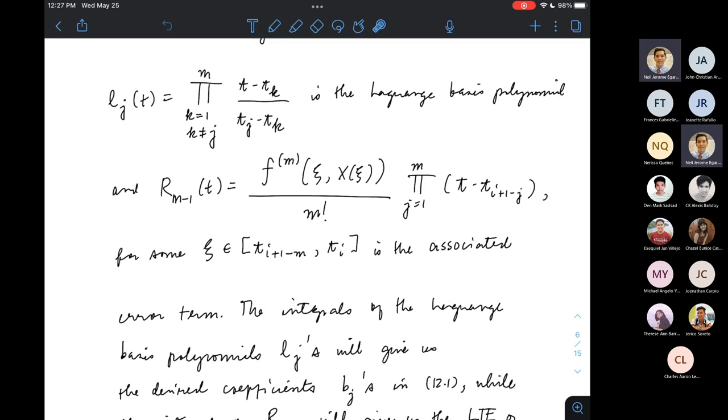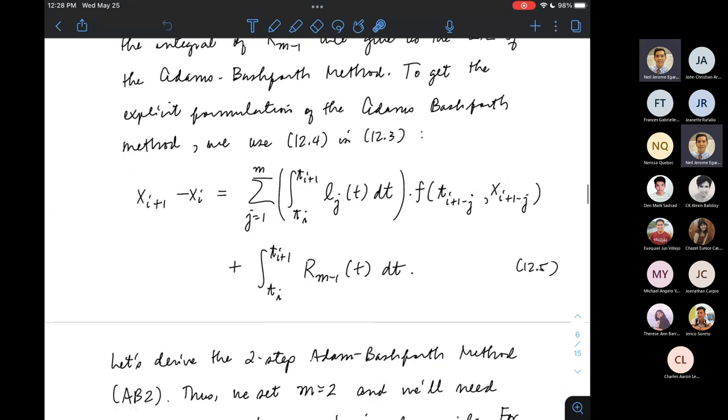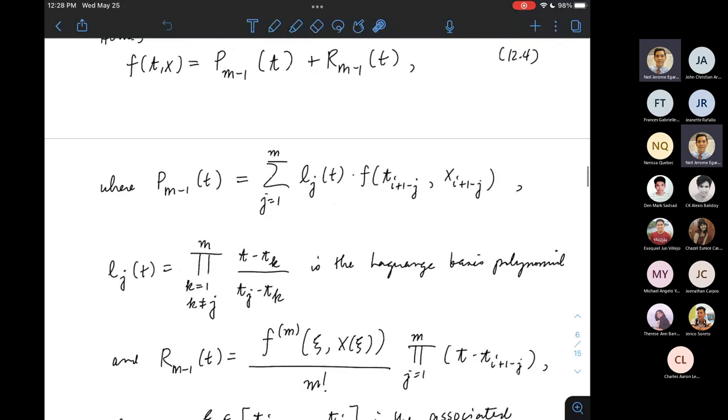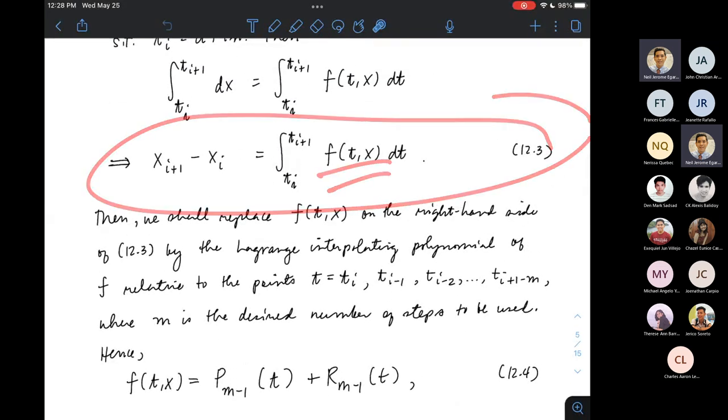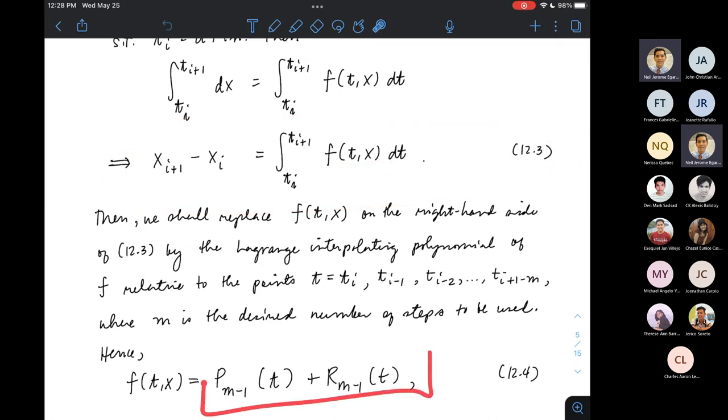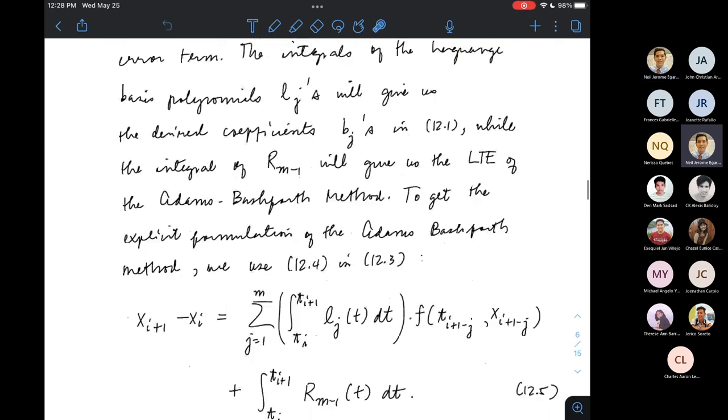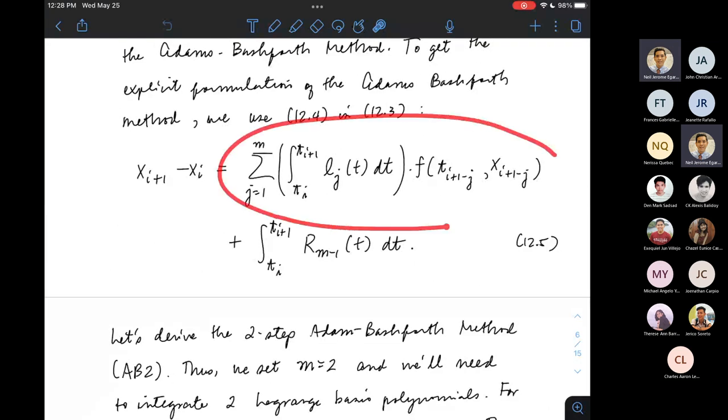So I hope you get the idea. Simple lang naman, di ba? Usually, pag masyadong komplikado talaga yung function, pinapalitan natin siya ng interpolating polynomial. So, ganun din dito sa Adams-Bashforth methods. So, dun sa equation 12.3, si f papalitan ko na ng P. Alright? The interpolating polynomial plus the error term. So, we'll get this one. Tapos, nira-arrange ko na yung integrals.